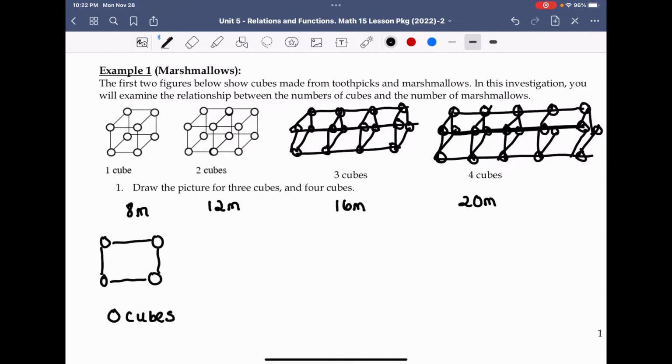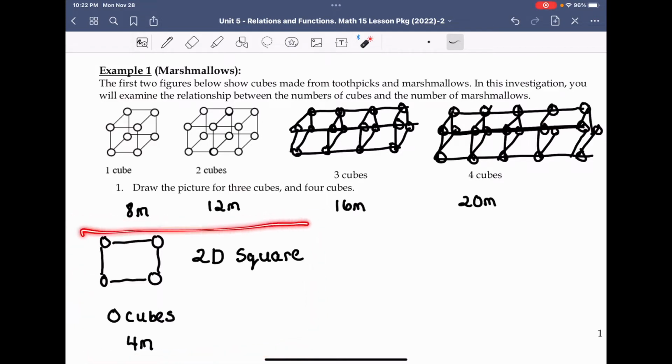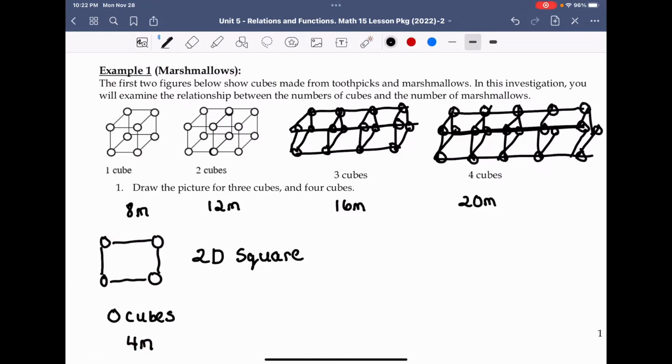What do I realize? I've drawn a 2-dimensional square. And when I have a 2-dimensional square, this is definitely not a cube, but we can still represent a diagram in terms of toothpicks and marshmallows, and we would say this has 4 marshmallows. Now, this is a really critical thing to bring forward in the problem because it actually is a missing data point that we need in order to complete our graph to get our equation. So please make sure that you have this component here.